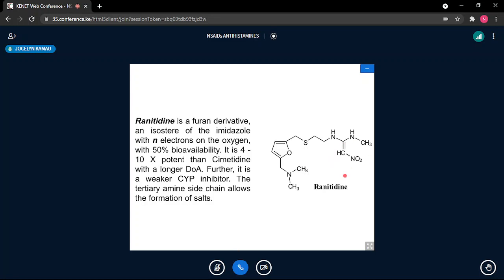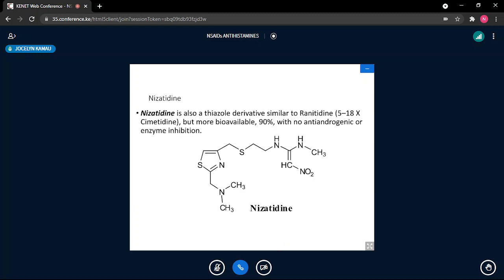You can see that is a group. So the only difference is that ranitidine has a furan ring and nizatidine has a thiazole ring. So therefore, we are saying that these drugs, when you look at them, they're precursors. They will retain some structural resemblance, but of course there will be isosteric replacement.